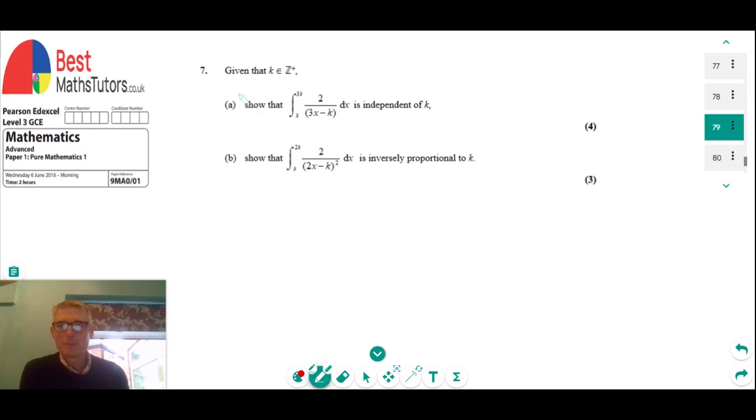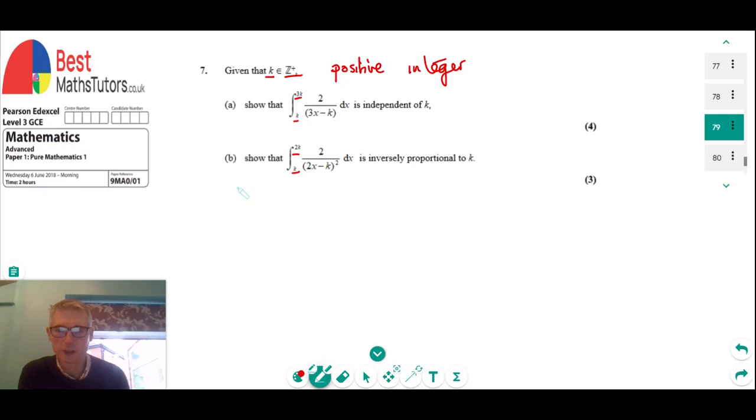So in this case, what we're given is that k is, this Z plus means that it's a positive integer. So we're given that k is a positive integer, and we've got to show that this integral between the limits of k and 3k is independent of k. So that's our first part. And then in the second part, we've got to show that a slightly different integral, this time between the limits of k and 2k, is this time inversely proportional to k.